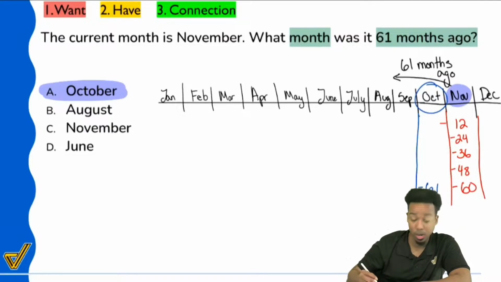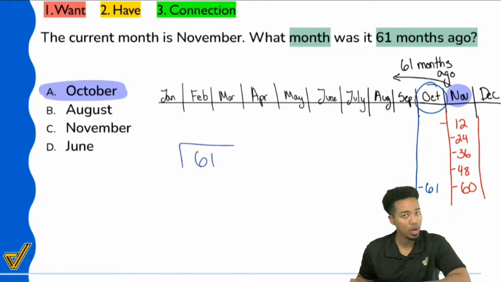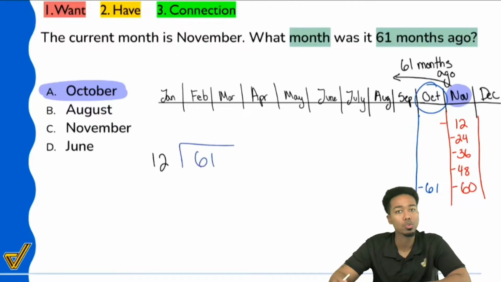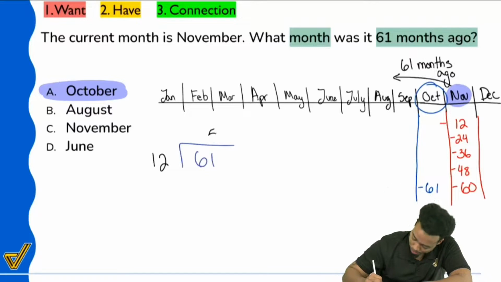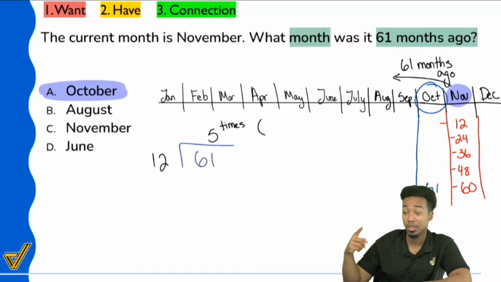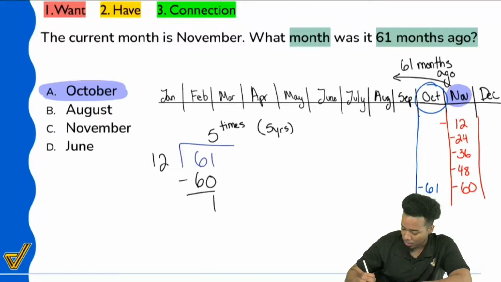If we have 61 months, we're going to see how many times 12 can go into 61. Look at what happens here. Everybody, how many times does 12 go into 60? 5 times. And so if it can go into it 5 whole times, so 12 months, 5 whole times, that's 5 years. But then what do we have left? When we subtract the 60, we have 1 month remaining.